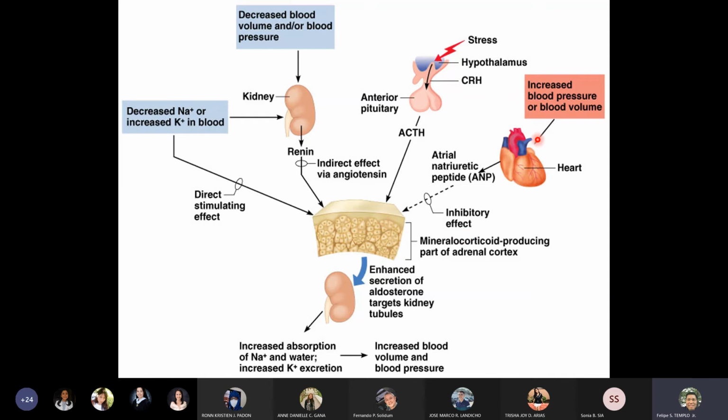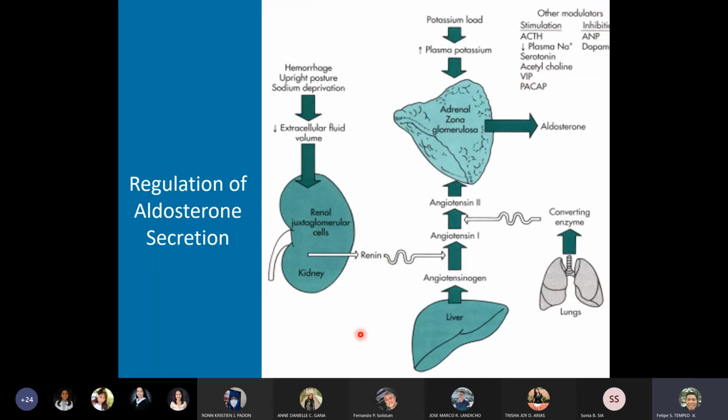And some of the inhibitory effect is your ANP. Take note here, because of that, you may also have more edema if you are stressed because of the release of your aldosterone. But mainly, if you have hemorrhage, upright posture, and sodium deprivation, that means there would be a decrease in your blood volume, specifically your ECF.